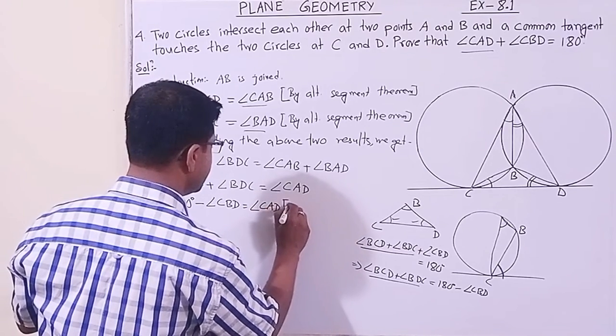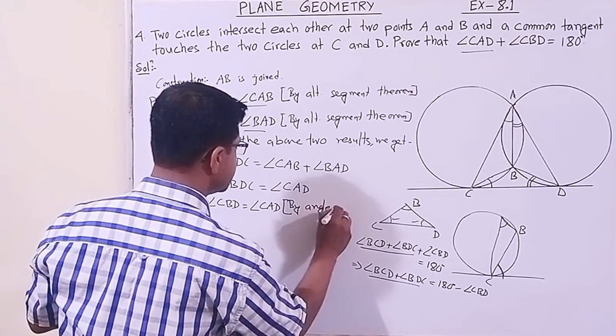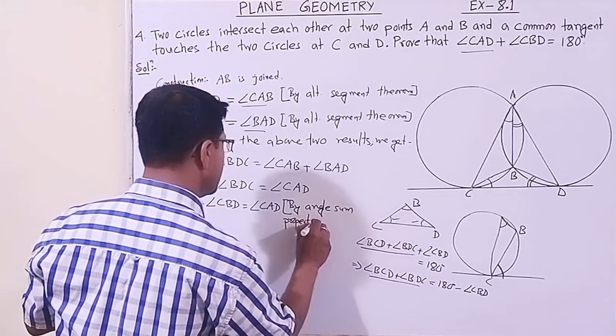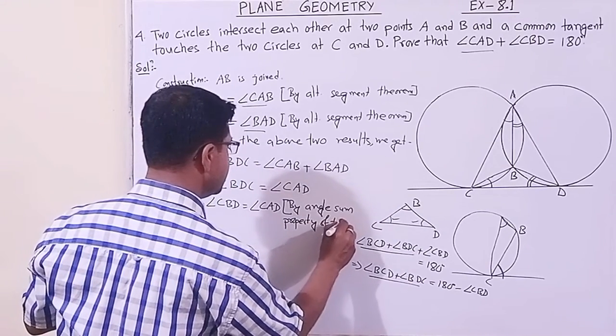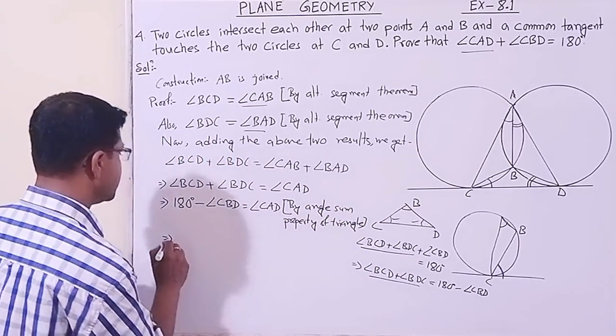The reason you write is the angle sum property of a triangle. Got it? You see, the thing is very simple. Now I hope all of you understood how to do it.